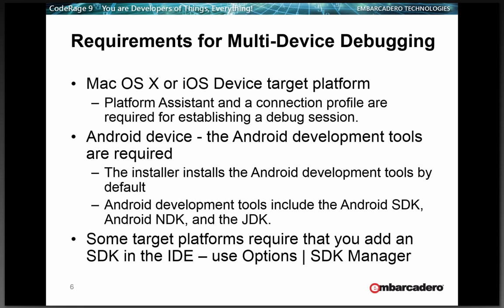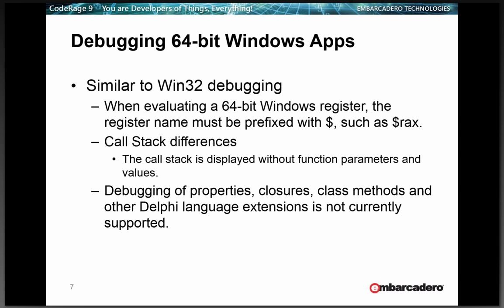And again, making sure you have the connections where they're needed and setting up all the right SDKs for the different targets. This talks about, let's say, debugging a 64-bit Windows app. But in general, regardless of what you're debugging, you're using the Windows IDE. You're setting breakpoints, you're stepping through code, you're looking at registers, you're looking in memory.